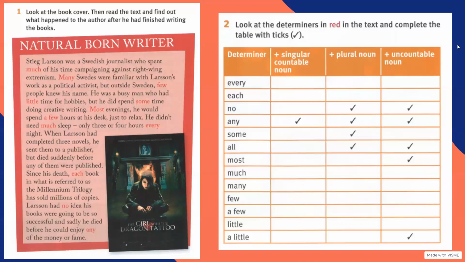So the text is called Natural Born Writer, and it says, Stieg Larsson was a Swedish journalist who spent much of his time campaigning against right-wing extremism. Many Swedes were familiar with Larsson's work as a political activist, but outside Sweden, few people knew his name. He was a busy man who had little time for hobbies, but he did spend some time doing creative writing. Most evenings, he would spend a few hours at his desk just to relax. He didn't need much sleep, only 3 or 4 hours every night.